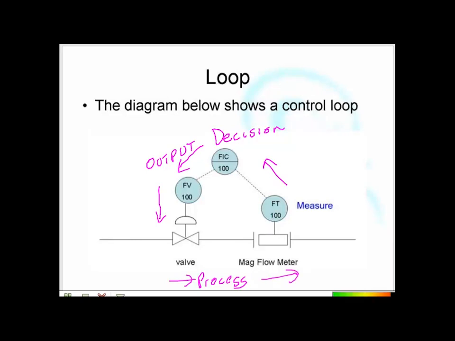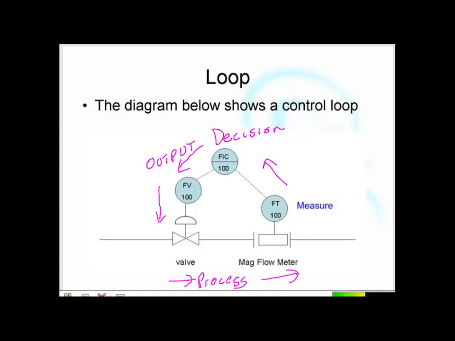which we then measure, and we use that measurement to make a decision, which, based on that decision, we make an output, which changes the process. What we have here is a loop. It's a complete loop. So we go around this loop again and again and again. We measure, decide, output, change process. Measure, decide, output, change process. And we're always measuring, and our decision is based on measurement.